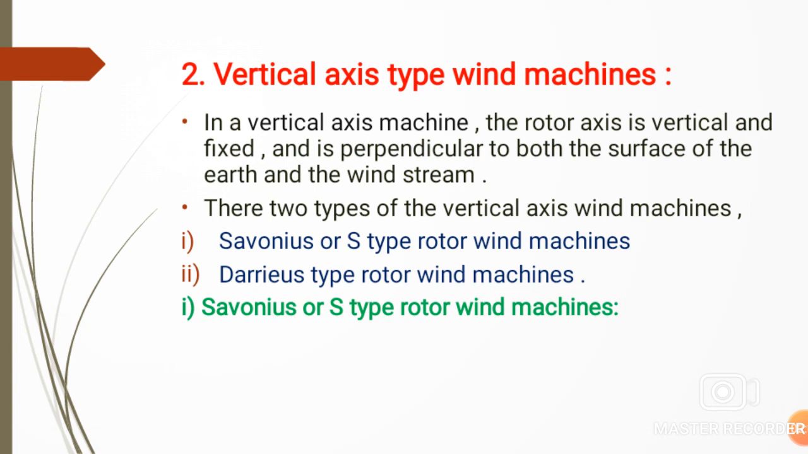Now again, these vertical axis wind machines are further classified into two types. Let's see. First is the Savonius or S type rotor wind machine, and second one is the Darrieus type rotor wind machine. These two types are based on the rotor which is used in the wind machine construction. So first is the Savonius or S-shaped type rotor wind machine, and second is the Darrieus type rotor wind machine. Now let's see first the Savonius or S type rotor wind machines.